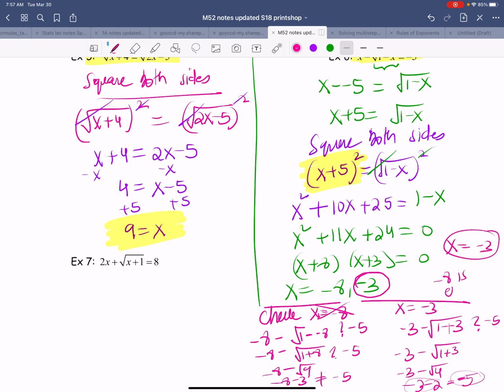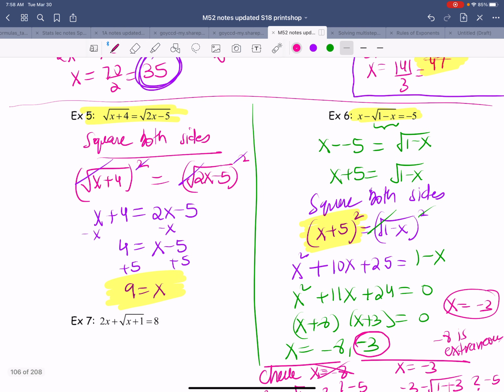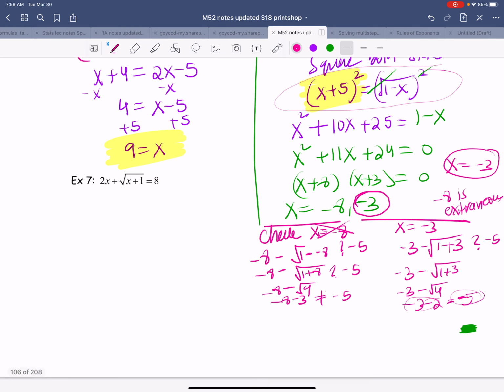Negative 8 is an extraneous solution. That means that's not a solution, and we would not include it. It's an extra solution, which is a solution to the equation that we obtained by raising both sides to the second power, but not a solution to the original equation.